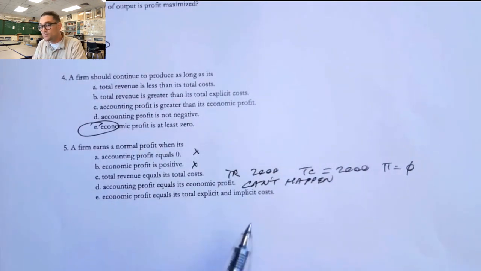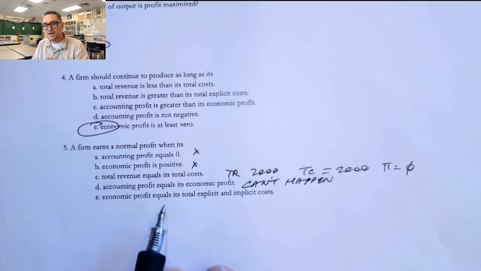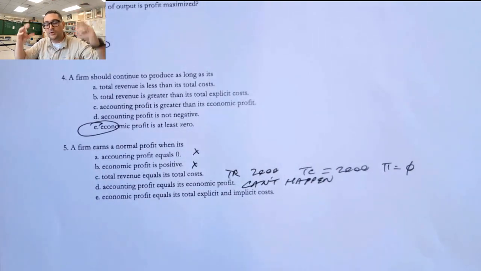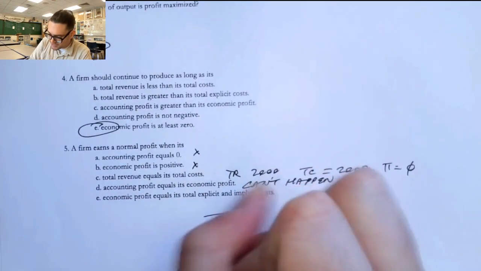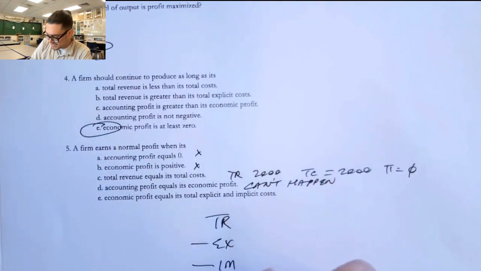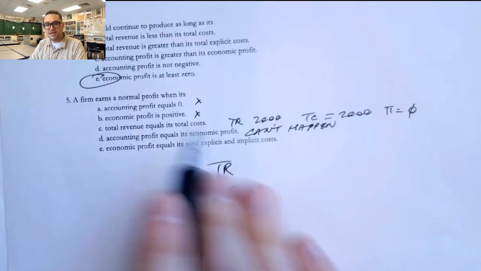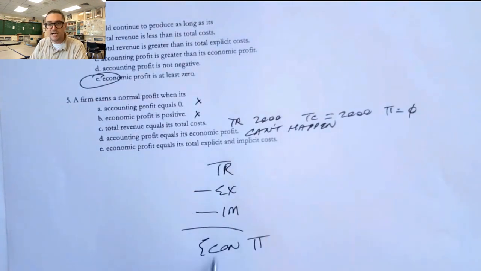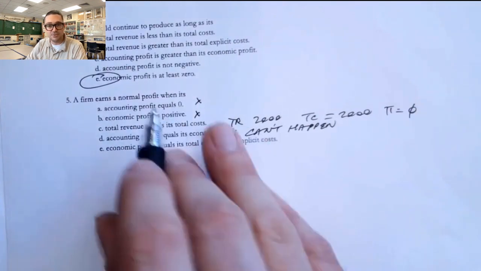That may sound like the right answer, but in fact, economic profit is total revenue minus your explicit and your implicit costs. In other words, TR minus the explicit minus the implicit gives us the economic profit. Even though that last one might sound really tempting, these two values are not necessarily going to be the same, and you can still earn normal economic profit. So we'd say C is the correct answer here.